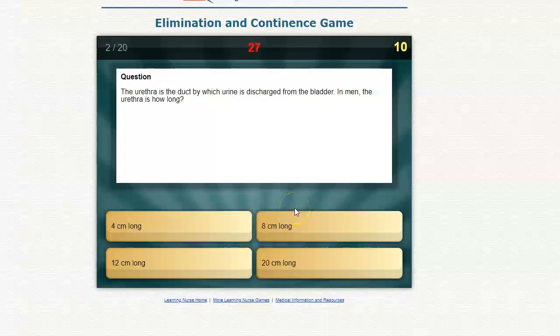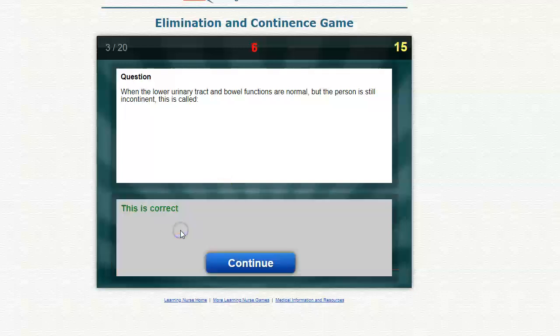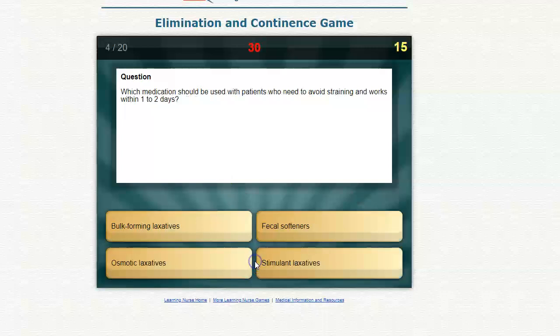The urethra is the duct by which urine is discharged from the bladder. In men, the urethra is how long? This just goes back to your anatomy and physiology. Oh no, I put it's 20 centimeters. When the lower urinary tract and bowel functions are normal, but the person is still incontinent, what kind of incontinence is this? Absolutely, it's functional incontinence.